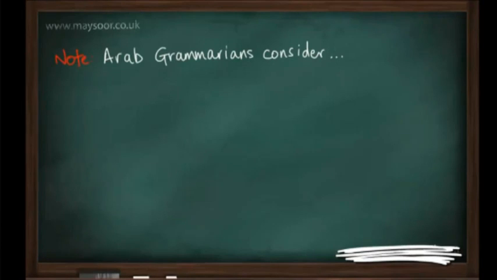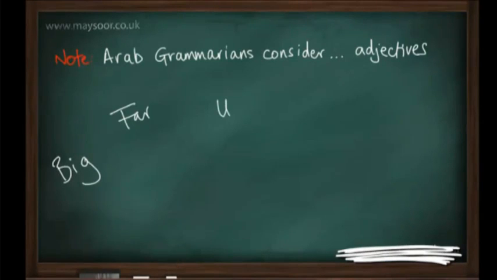Arab grammarians also consider adjectives such as big, far, ugly, pretty, and beautiful as nouns.